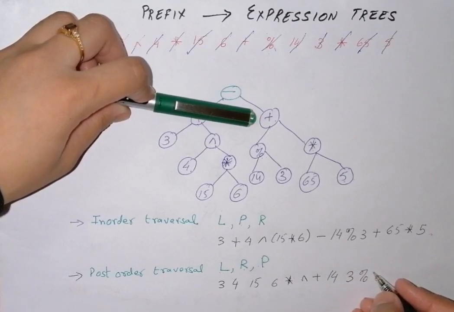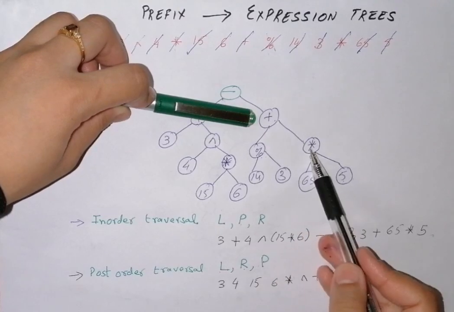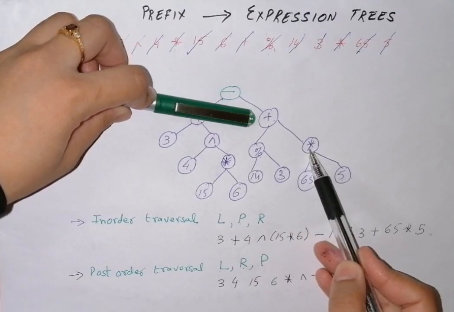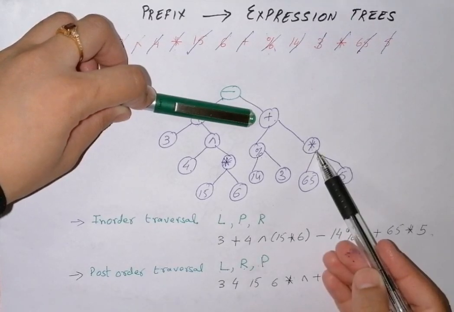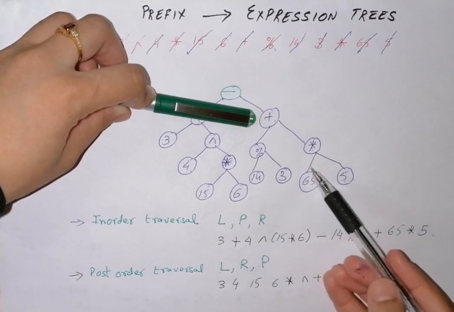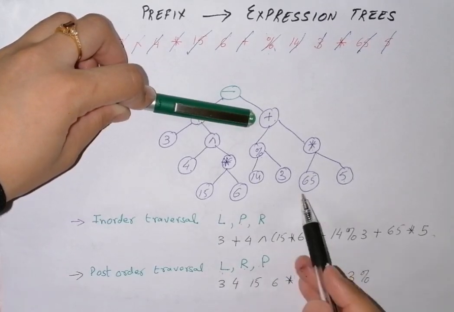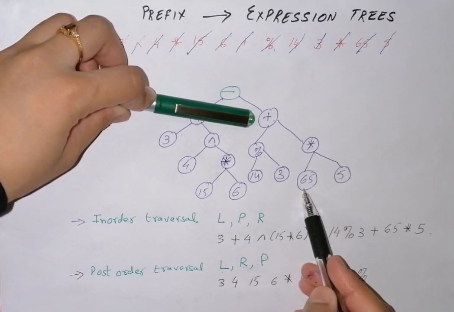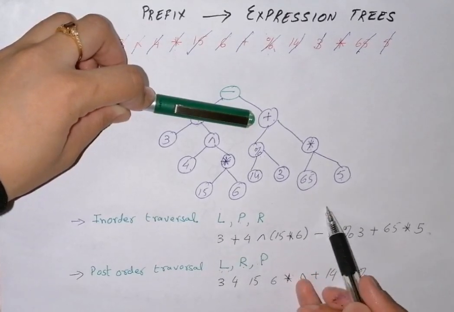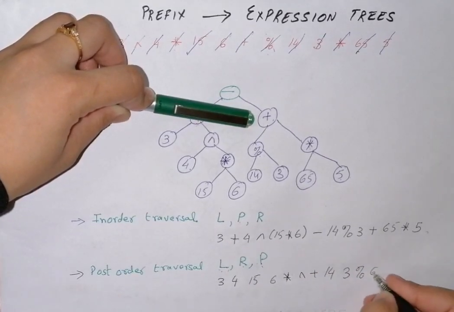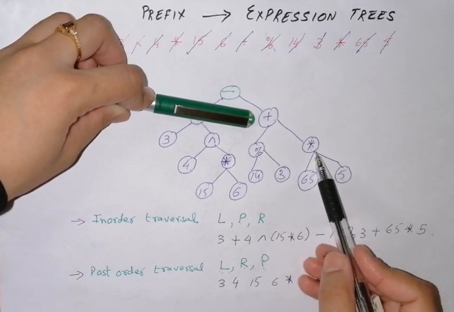Okay, so when we move towards this plus, its left subtree has returned. Now it will give a call to the right subtree. When it does, the function will again call itself recursively, and it will give a call to the left of multiplication. Here it will again call itself recursively, and since its left is null and the right of 65 is null, it will print 65 directly here. And then again it will return to the parent node.